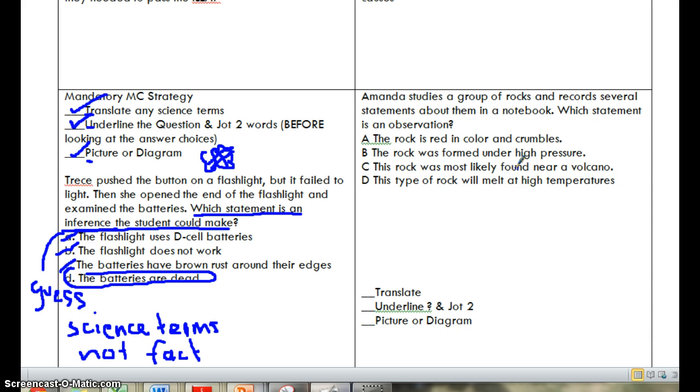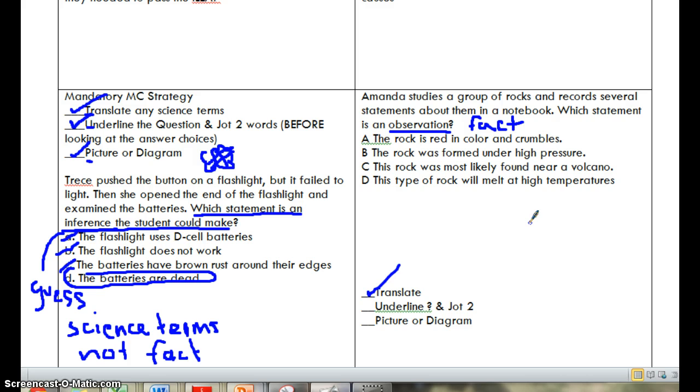All right, we have a few more minutes here. Last question, and then you will do your computers. But remember, your prove it is on observations and inferences. This next question: Amanda studies a group of rocks and records several statements about them in a notebook. Which statement is an observation? We need to underline observation and translate that science term. Observation is a fact or a measurement. After you translate it, boom, give yourself your T.